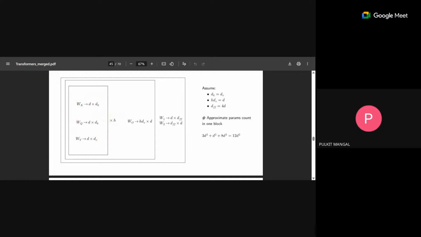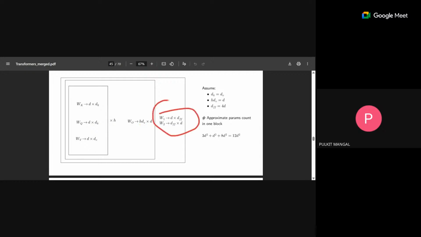After that, you pass it to a linear layer. But what is the input that goes to the linear layer? It's h times dv, because you concatenate the output of the self attention blocks. The output dimension of the linear layer is the same as the input dimension d, so its size will be h times dv into d.